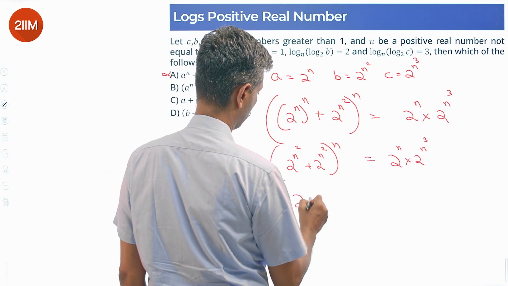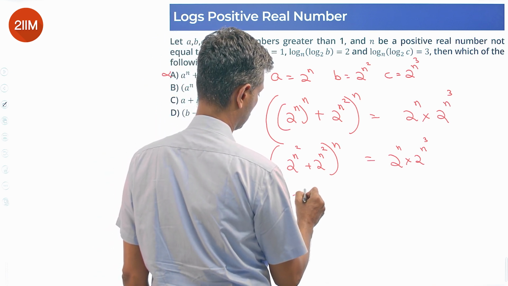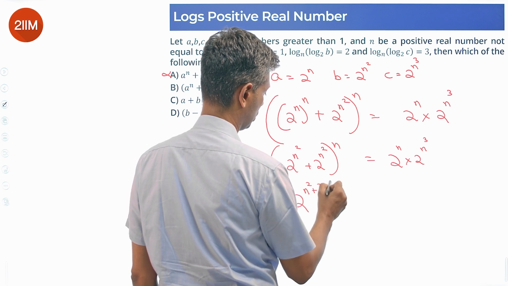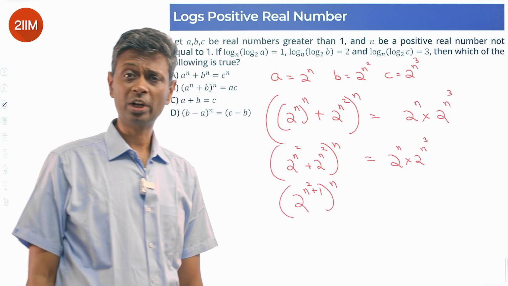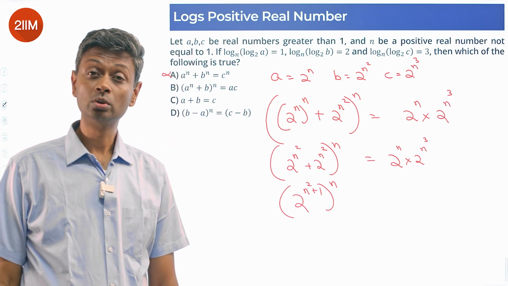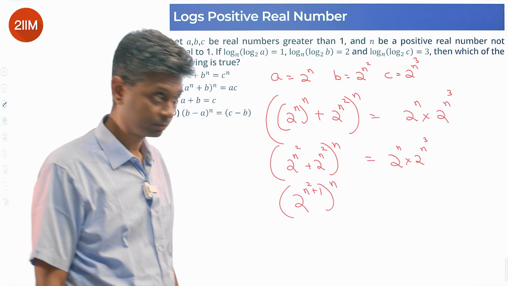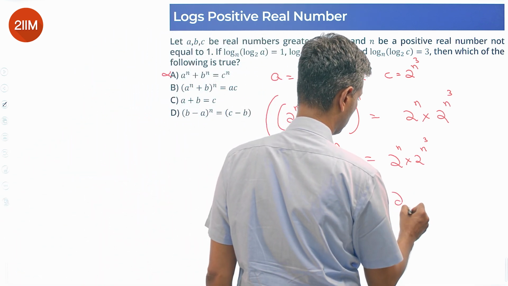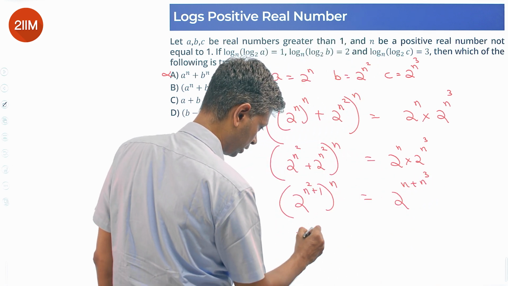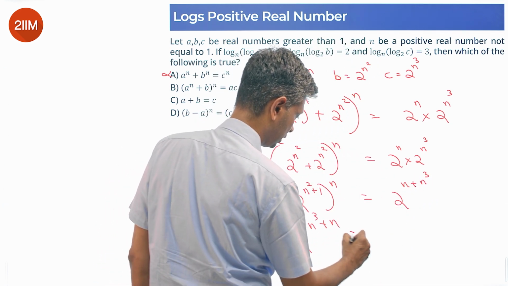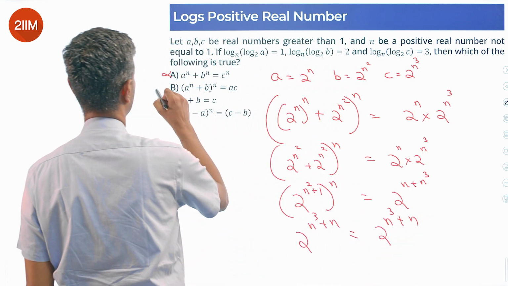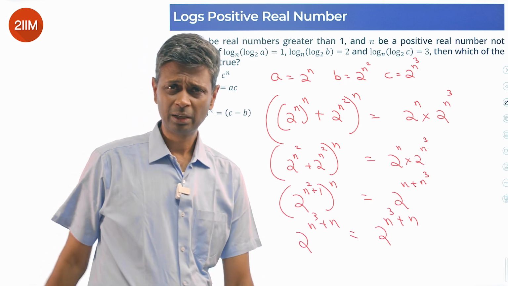This is 2 power n square plus 1 whole power n. 2 power n square plus 2 power n square is 2 times 2 power n square. That is 2 power n square into 2. That is 2 power n square plus 1. This is 2 power n plus n cube. It's 2 power n cube plus n equal to 2 power n cube plus n. Brilliant. This works. I'm going to verify the other two.